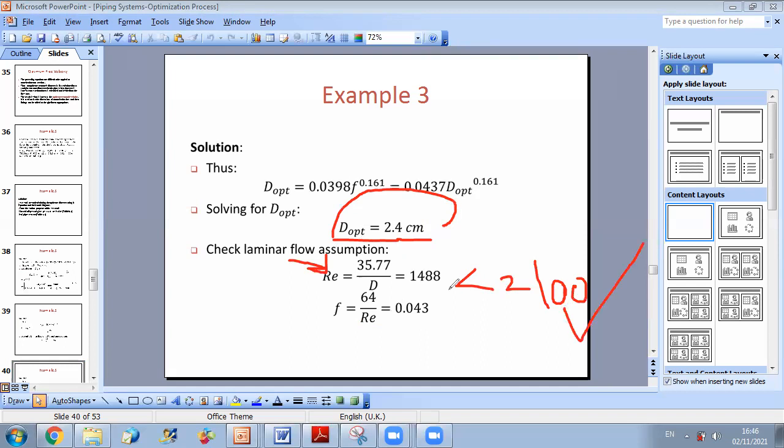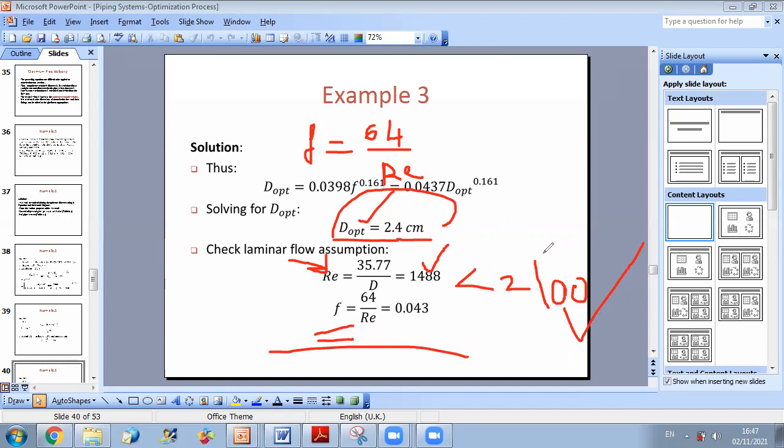So now I am done, because I found the D optimum and the corresponding Reynolds, and I can calculate the corresponding friction factor as 64 over Reynolds. So in this problem I didn't need charts, because the flow turned out laminar and I could use the friction factor for a smooth pipe, which for laminar flow is 64 over Reynolds. Since I verified that the flow is laminar, I can stop here.